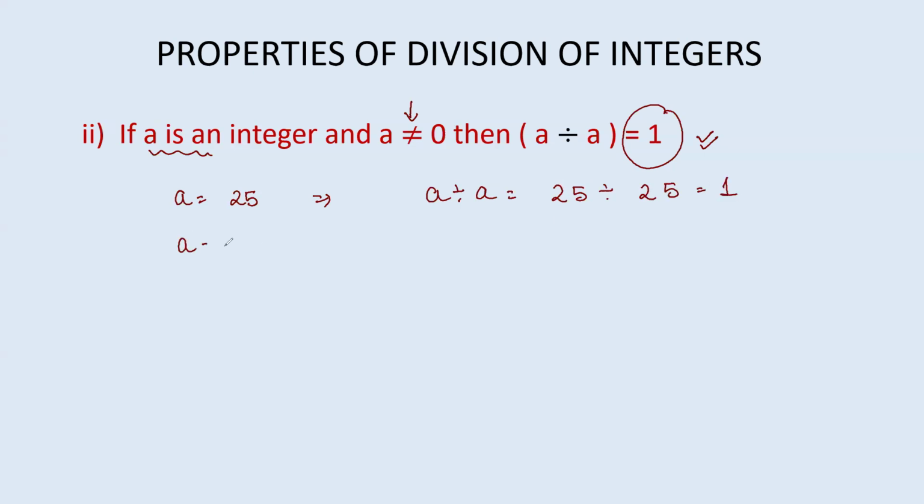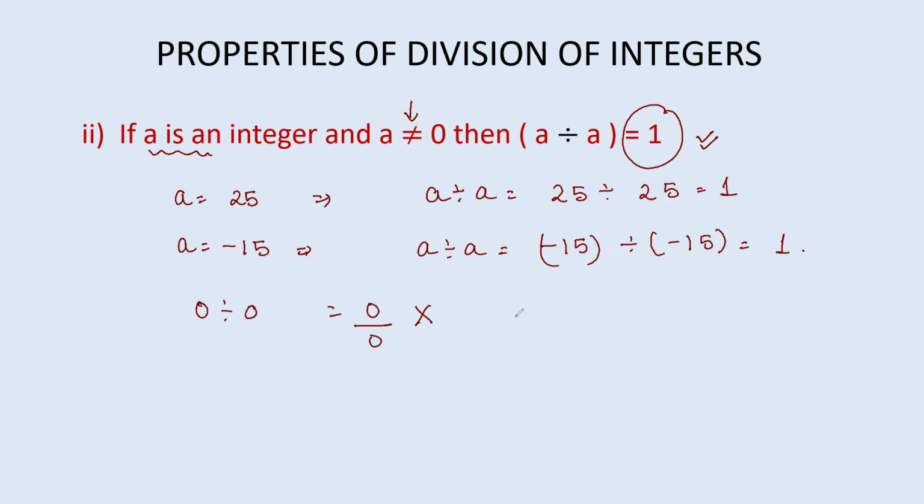If we take a as minus 15, a negative integer, a divided by a is minus 15 divided by minus 15. We know two integers with like signs, the answer has to be positive. So the answer again is 1. Now 0 divided by 0 is not possible. That is why we take a as a non-zero integer. So this is the property of when an integer is divided by itself.